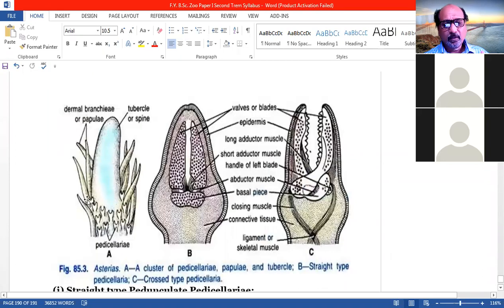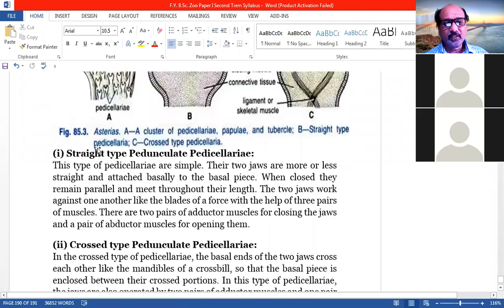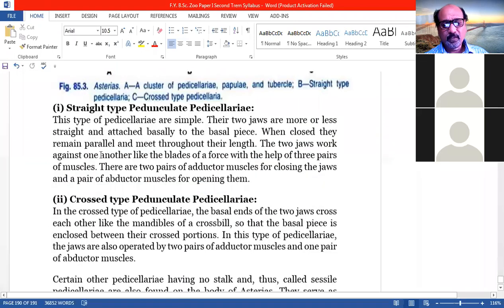The pedicellariae are surrounded by the dermal branchiae and the papulae, and they protect the body and clean it up. So they act as offensive and defensive organs.